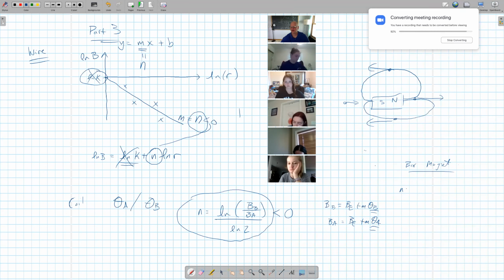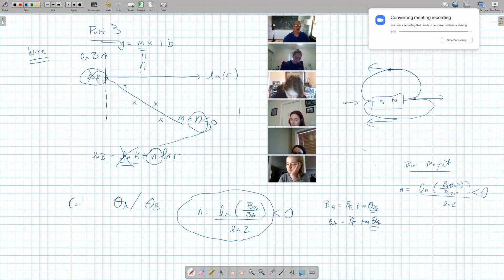So for the bar magnet, again, you're going to say that n is simply equal to the natural log of B at 2 times 70 degrees, divided by B at 70 degrees, divided by the natural log of 2. So this will be n. And again, this should be some sort of negative value.